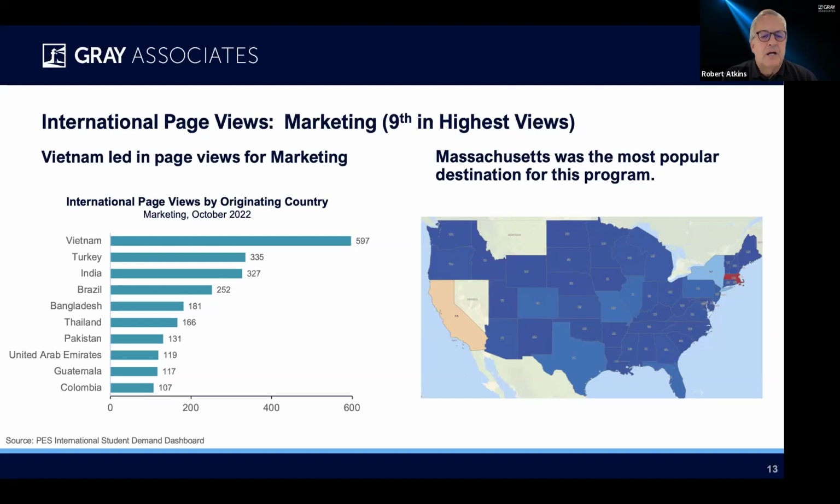Now, where are the originating countries? This has actually changed a lot this month. Normally towards the top of this list, I'll see Nigeria and Iran, and neither one of those is even on the list this month. This is for marketing. Vietnam is number 1, Turkey's number 2, India's number 3. You see Brazil, Bangladesh, and so forth. I'm always surprised by some of the small countries that make the top 10 here, and some countries where the income levels are extremely depressed, like Bangladesh, but nonetheless some folks are looking for US education.